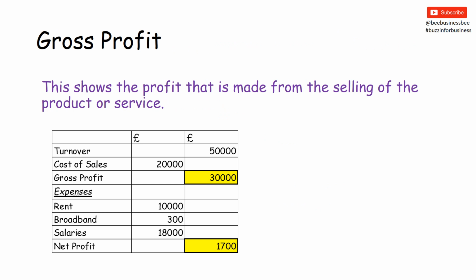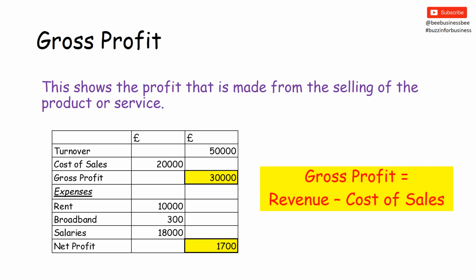The gross profit is calculated by doing your revenue minus your cost of sales. Now, sometimes revenue is called sales revenue, sometimes it's called turnover. However, the formula is revenue minus cost of sales. So in this case here, it's 50,000 minus 20,000, and that would give you £30,000. Now, what that means is that is the profit that you're making from selling your product or service. However, at this point, no other costs have been deducted.